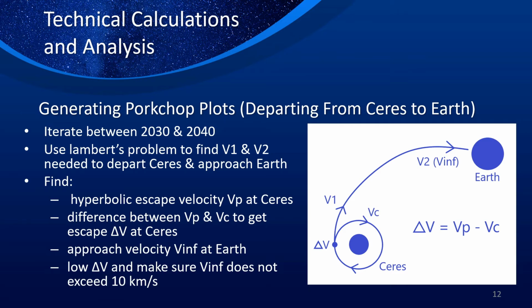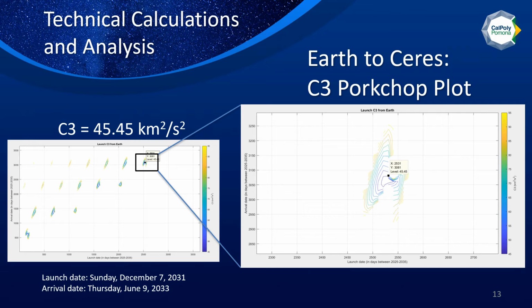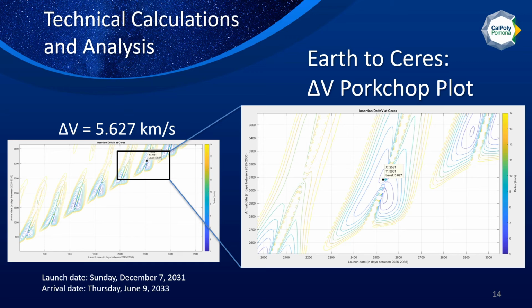Here we calculate delta V's between 2030 and 2040 using the Lambert problem to find hyperbolic escape velocity, and then finally the lowest delta V that allows us to return to Earth. On the left is the C3 plot, which allowed us to find the optimal launch dates for our transfers. On the right, you can see a zoomed-in picture of the precise point on our plot we chose. We chose a value of 45.45 for our C3 after comparing it to the porkchop plots of delta V. We generated another porkchop plot to find the delta V needed for the transfer.